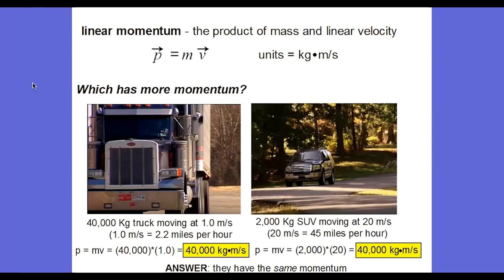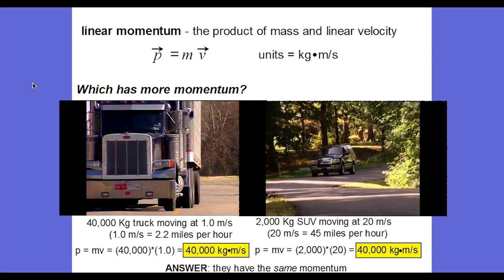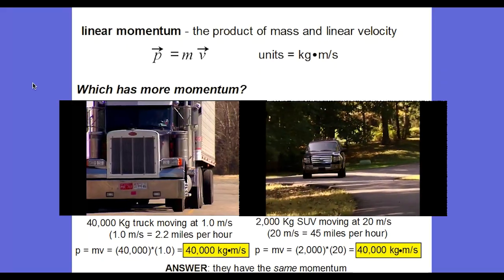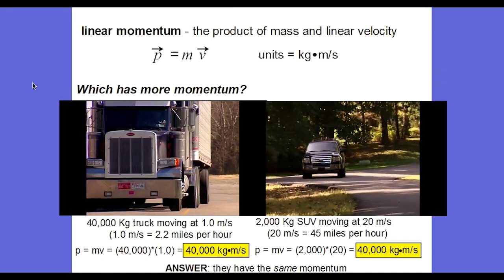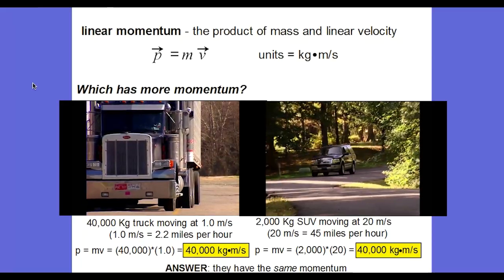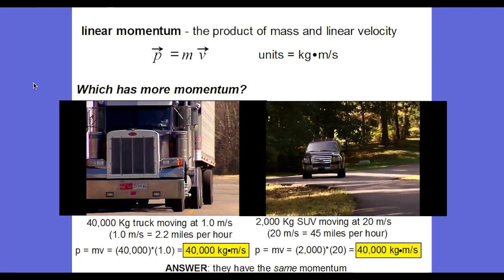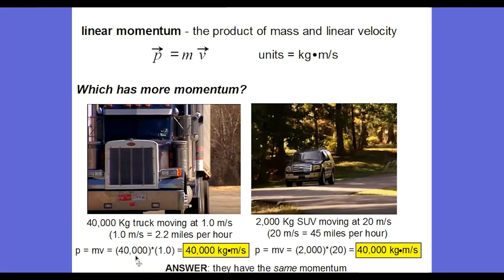Which has more momentum? A 40,000 kilogram truck moving at 2.2 miles per hour, or a 2,000 kilogram SUV moving at 45 miles per hour? The answer is they have the same momentum. Their mass times their velocity in meters per second, I've done the conversion here and here, shows me that they both have 40,000 kilogram meters per second worth of momentum.